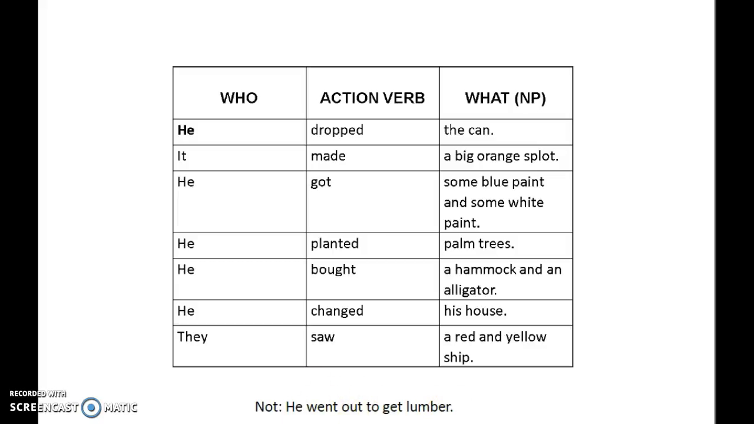First, went out is a phrasal verb, and maybe you don't want to introduce that right now, because we want to give students examples that fit the pattern, not challenge the pattern when we're first introducing. And to get lumber, although there's a noun phrase here, to get lumber is an infinitive phrase, and that's all acting like an adverbial phrase, so it doesn't really follow this pattern really well.